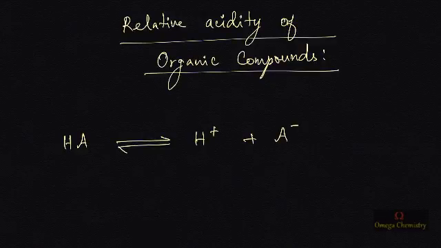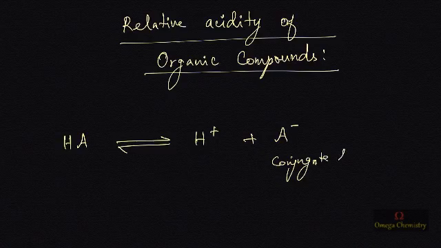In this session we are going to learn about relative acidity of some organic compounds. So an acid is expected to release H plus ion in the solution, hydronium ion to be precise, and its conjugate base. So this species is known as conjugate base. And only if it releases a proton in the solution, I can call the substance an acid, right?